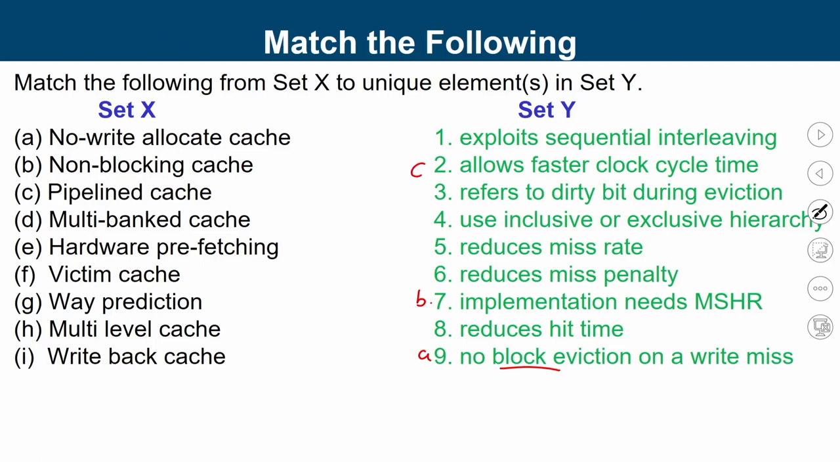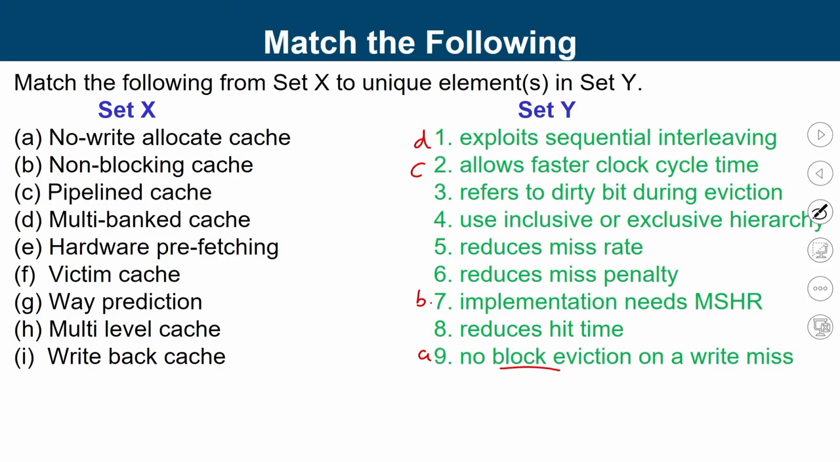Multi-banked cache is one wherein adjacent sets of a cache are interleaved. So it exploits sequential interleaving. That's what you see in multi-banked cache. And because of this interleaving, we are able to access it faster. So there can be a reduced hit time. It can be a possibility.